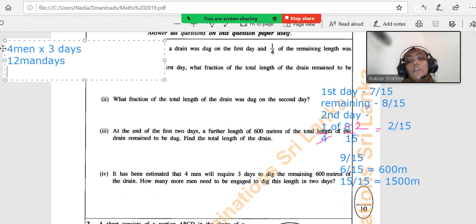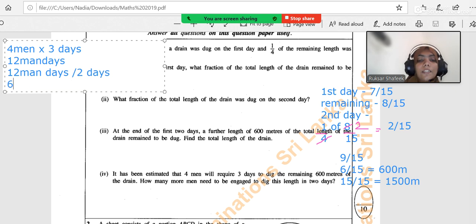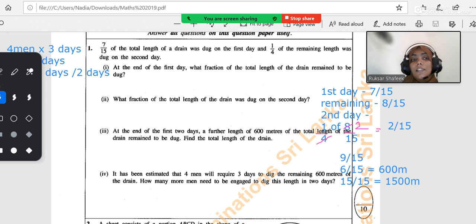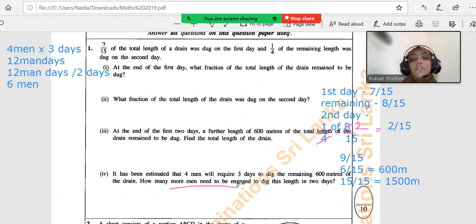But what are they telling? They want to dig it in 2 days. So what do we do? We divide these 12 man days by 2 days basically. So that gives us the answer of 6 men that are going to work there. Now, are we done with the question? What do you think? Actually, we're not done with the question yet, because what does the question ask us? How many more men need to be engaged to dig this length in 2 days? So more men, altogether there should be 6 men, but we have 4 men. So the more men would be 6 minus 4, that is 2 more men needed to be engaged. This will give you your full marks there, 10 marks, all good there.